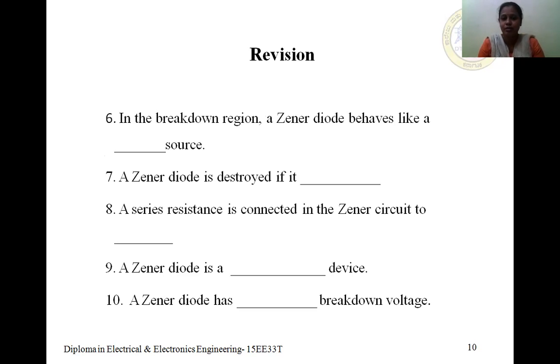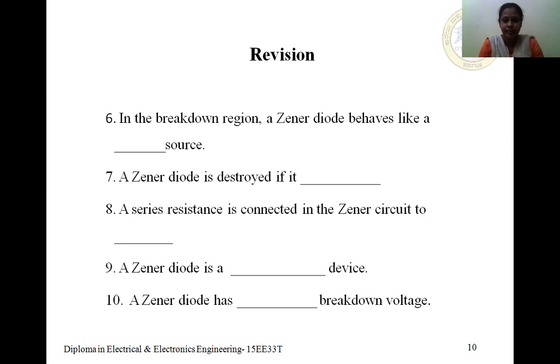Next, coming to the sixth question. In the sixth question, we can see in the breakdown region, a Zener diode behaves like a dash source. So, Zener diode behaves like a constant voltage source. As I said, in the reverse biased condition, the current increases very sharply, but the voltage is constant. This occurs in the breakdown region. So the answer for the sixth question is constant voltage source.